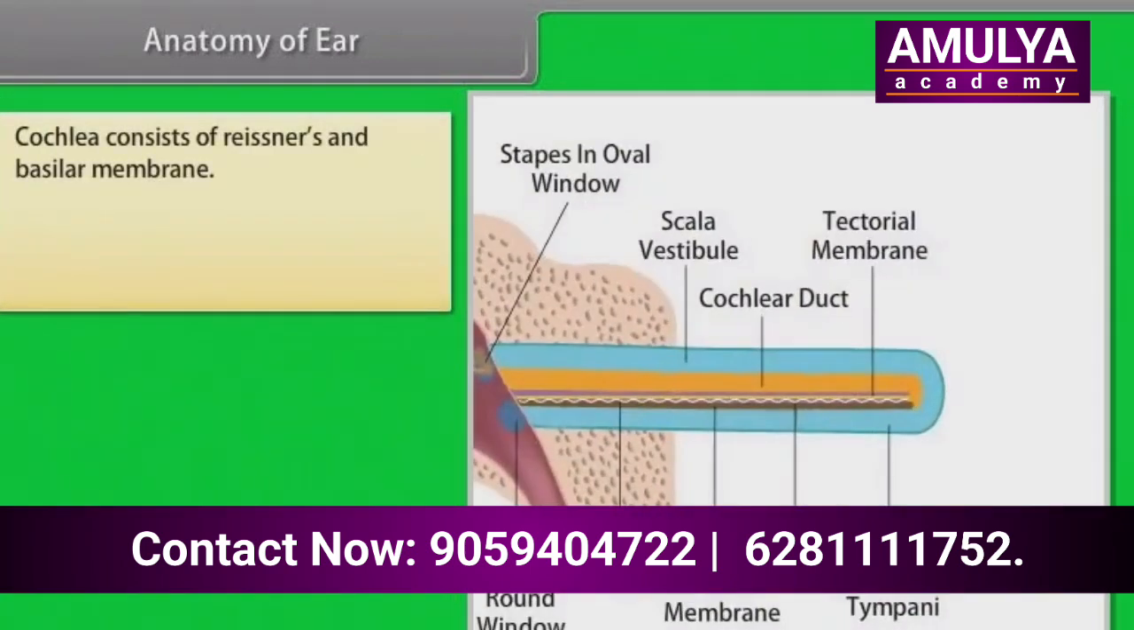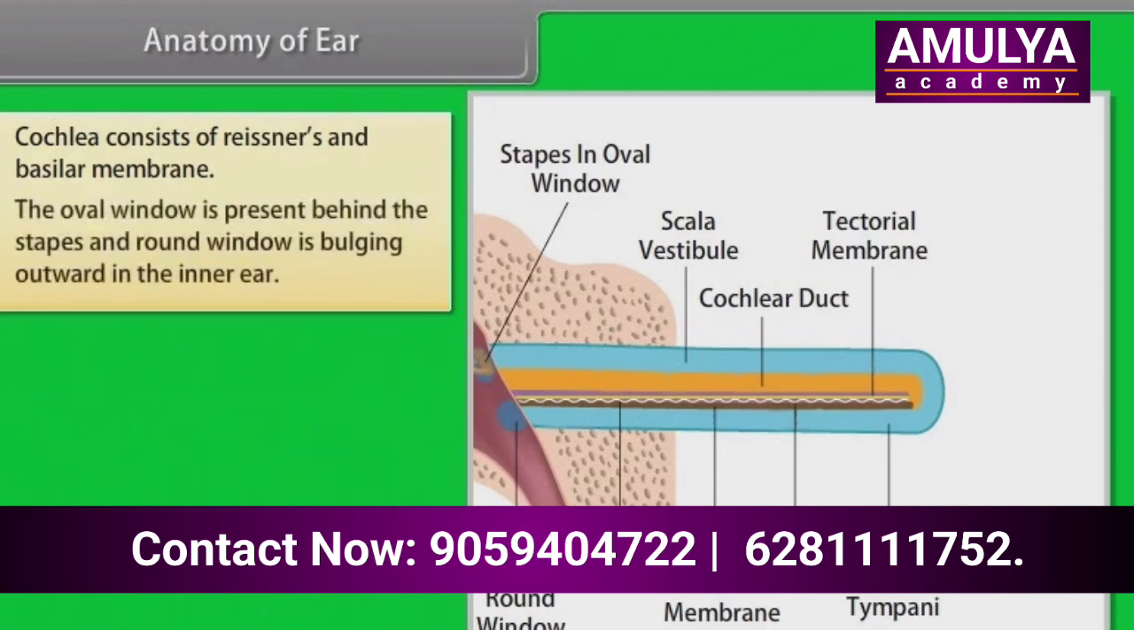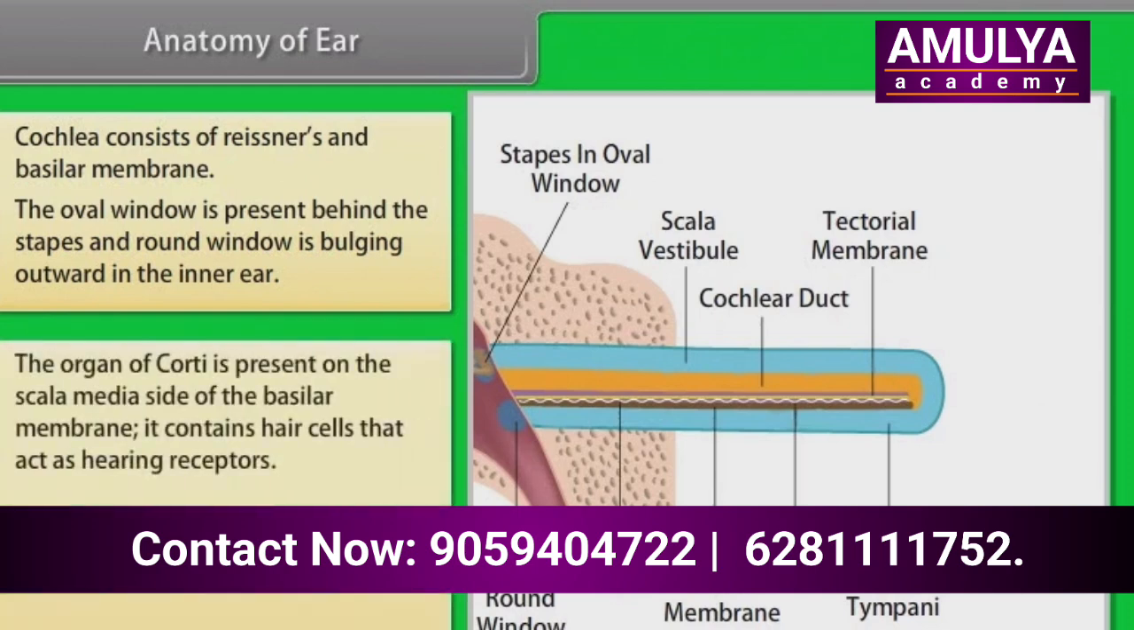The cochlea consists of the vestibular and basilar membranes. The oval window is present behind the stapes and the round window bulges outwards in the inner ear. The organ of Corti is present on the scala media, on the basilar membrane. It contains hair cells that act as hearing receptors. The end of the hair cell is connected with afferent nerve fibers. Above the hair cells, a membrane called the tectorial membrane is present.